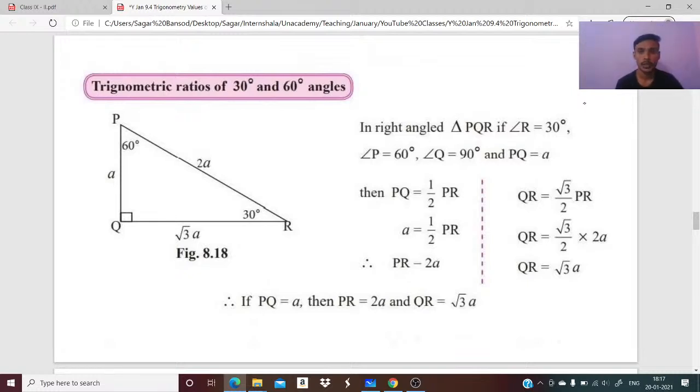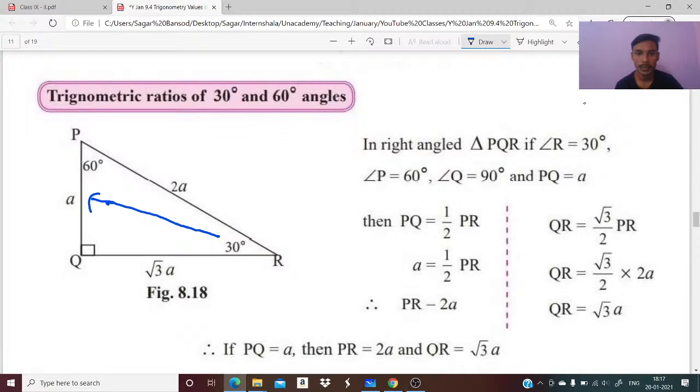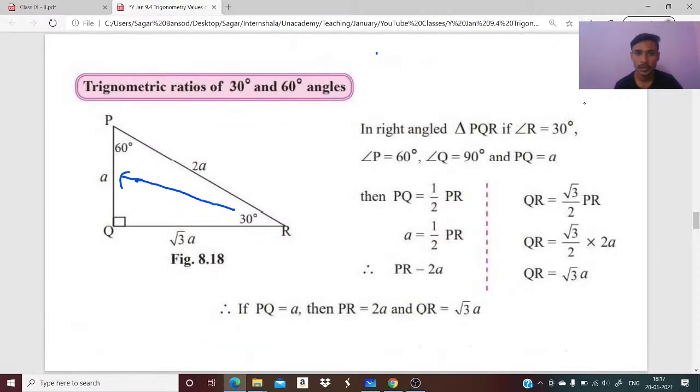Okay, now let me continue. In the previous slide, I had that the side opposite to my 30 degrees, this side, so my PQ will be equal to half.